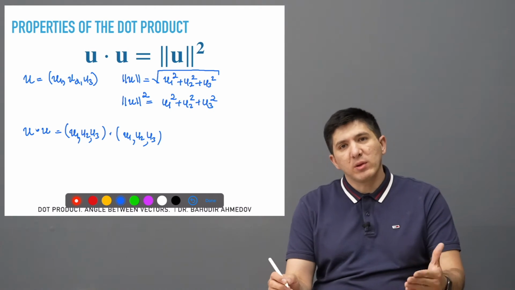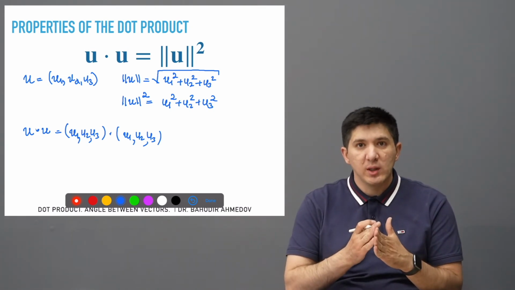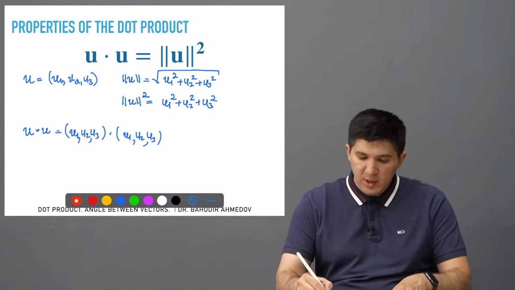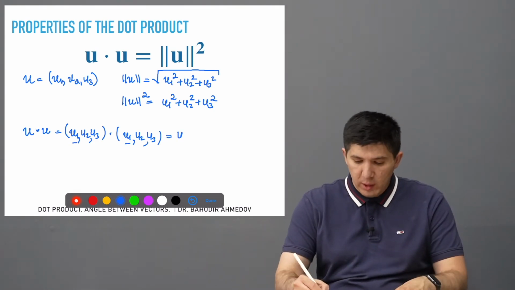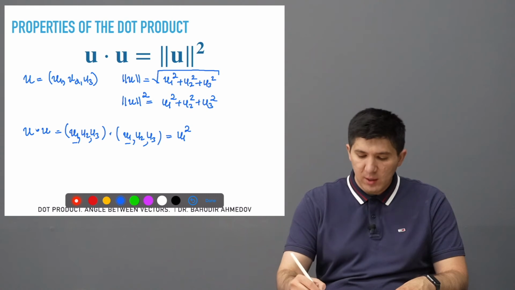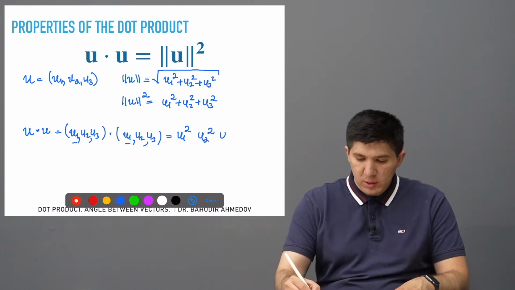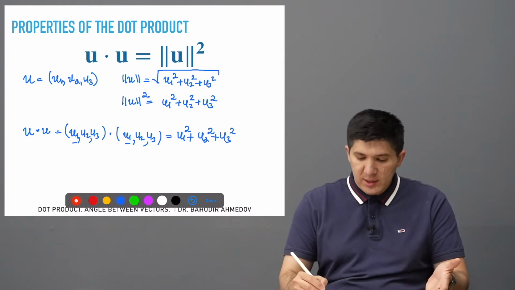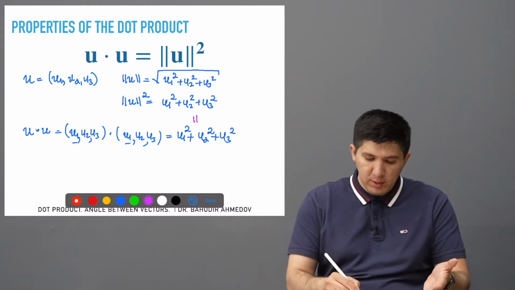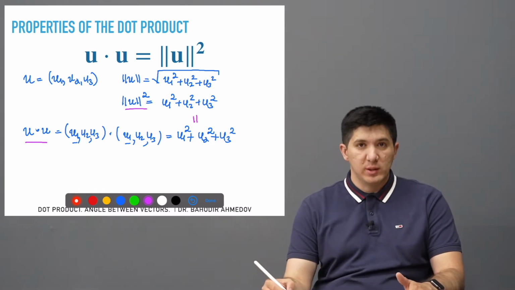If you remember the definition of the dot product, we have to multiply the corresponding elements between each other and then sum them. So the first component is multiplied by the first component, which is u1 squared. The second by the second, which is u2 squared. The third by the third, which is u3 squared. And if you sum, we obtain essentially the same thing as here. So u dot u is the same as the norm of u squared.